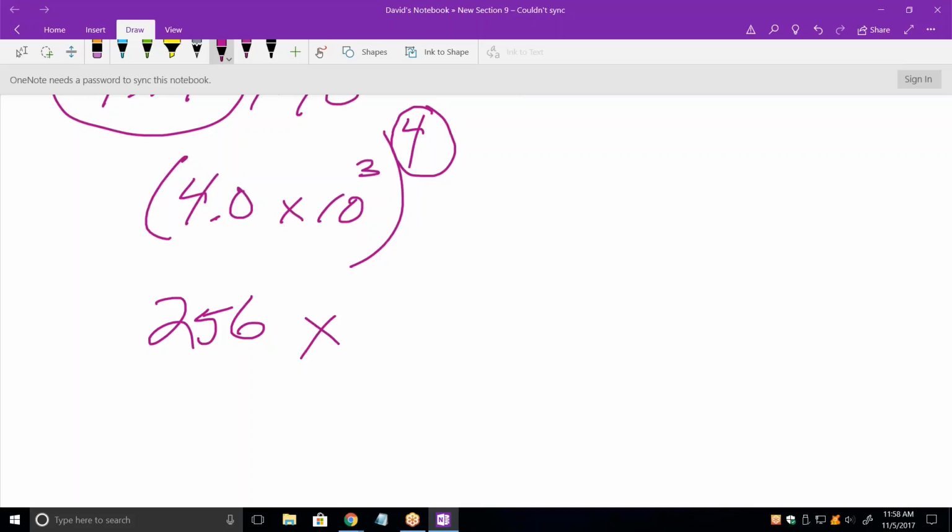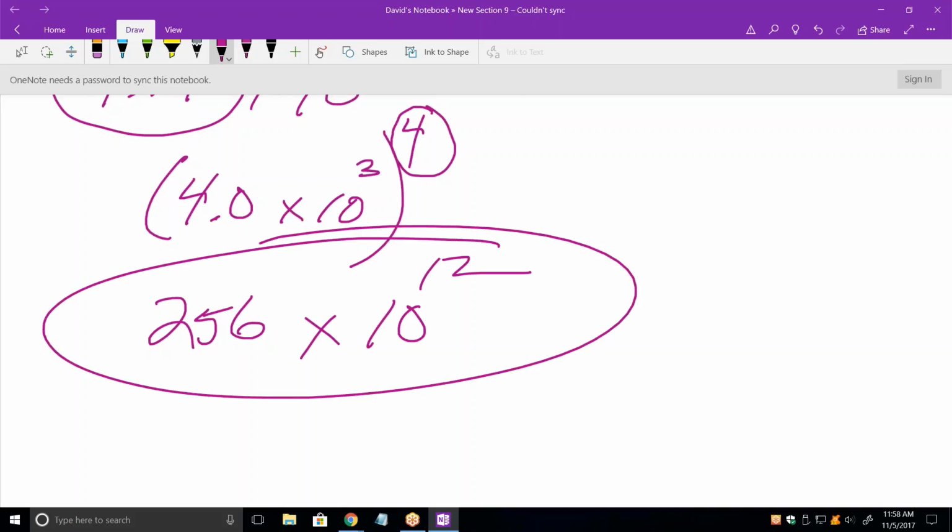10 to the 12th. Okay, now we have to convert this because that's not scientific notation. Then we drag our decimal point over 2. Okay, so that makes it 2.56. Now what do we do to that exponent? 10 to the 10th. Nope. Right? Or to the 14th. Okay.